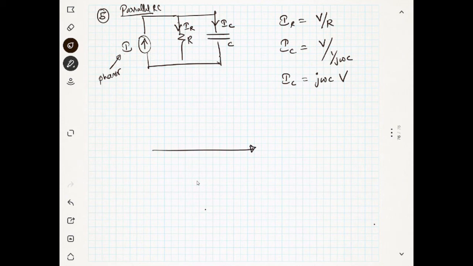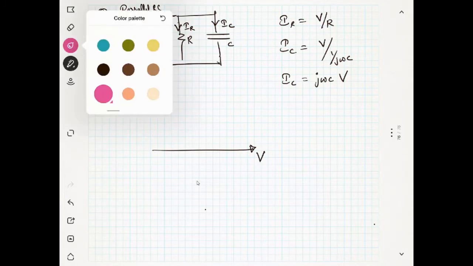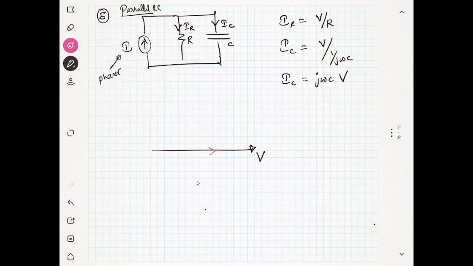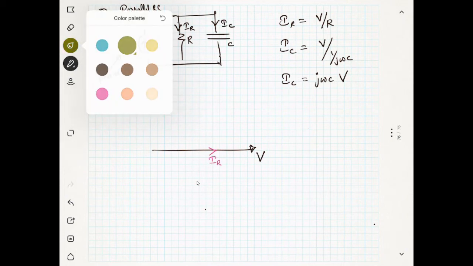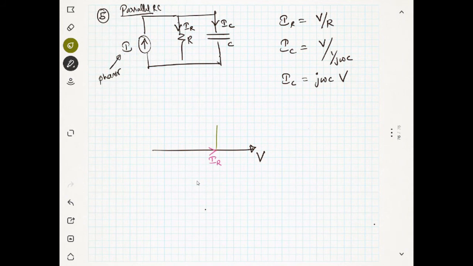So you can see first, what will be my reference? My reference will be voltage or current? Voltage. The voltage will be the reference. Now I will talk about my currents. What is the situation of IR? Is it in the same direction? Yes. And my IC is going up actually, by 90 degrees.